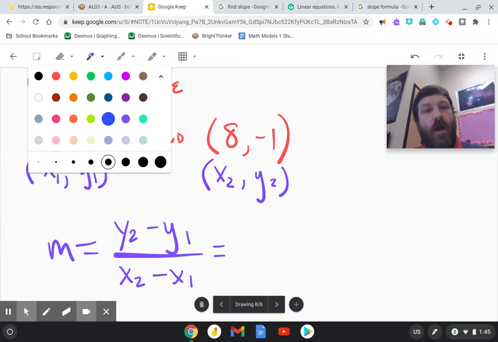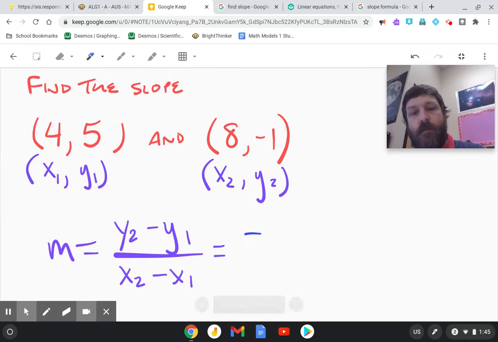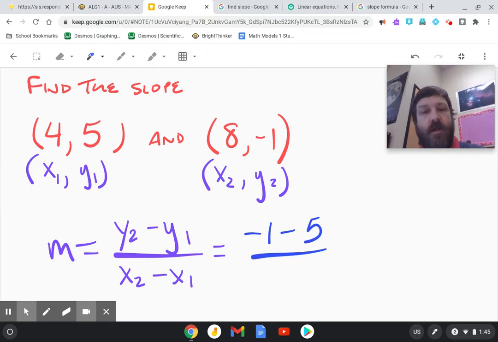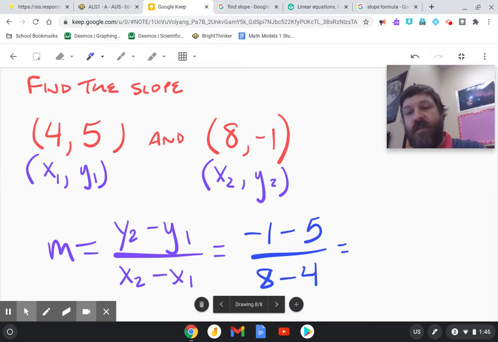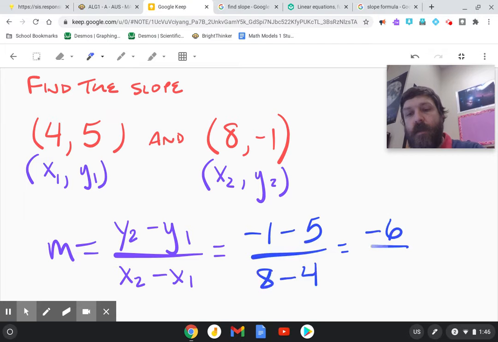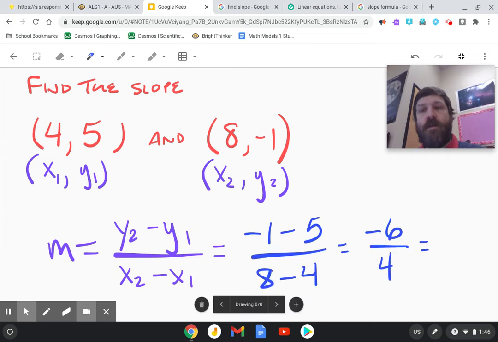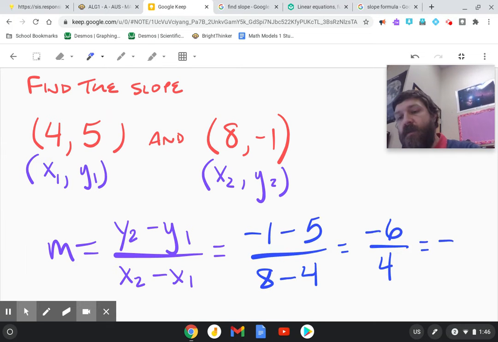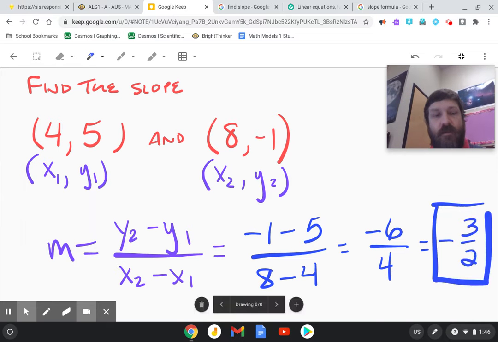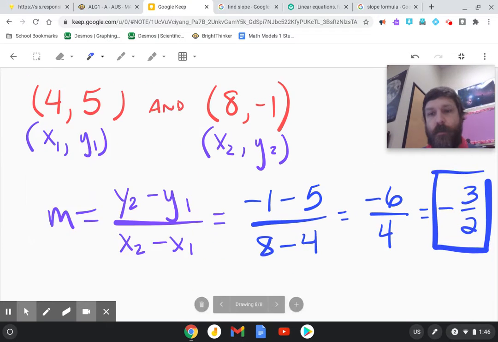Okay, so y2 is -1, minus y1 is 5, x2 is 8, x1 is 4. See what we get. -1 minus 5 is -6. 8 minus 4 is 4. And then when we reduce that, we get -3/2. And that is the answer for that one.